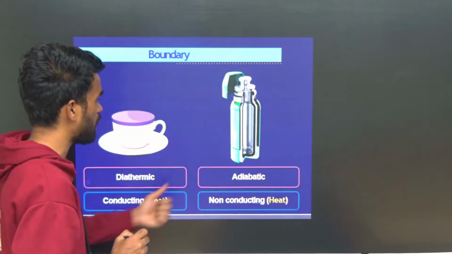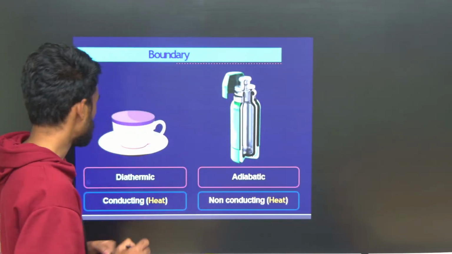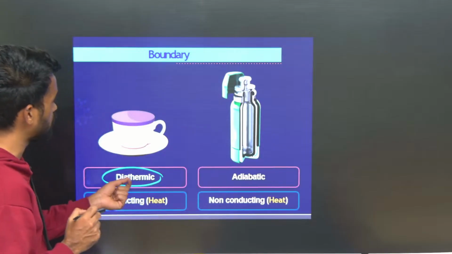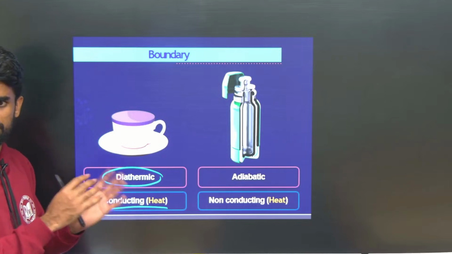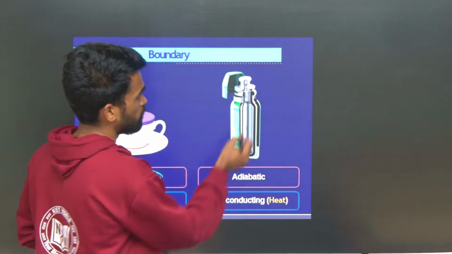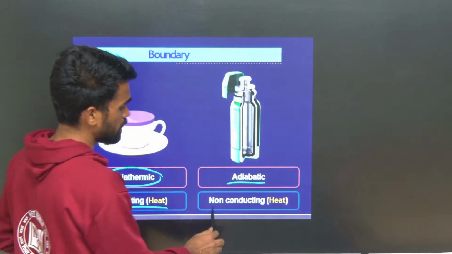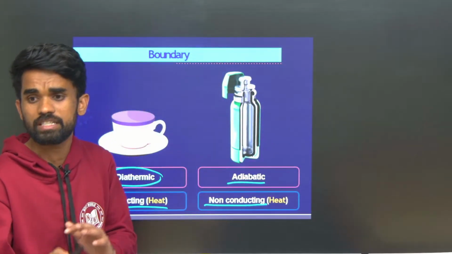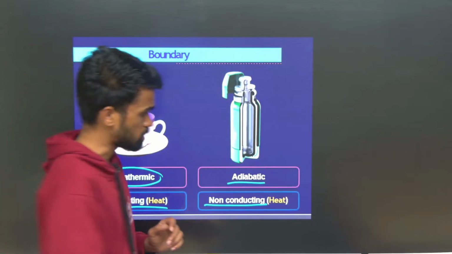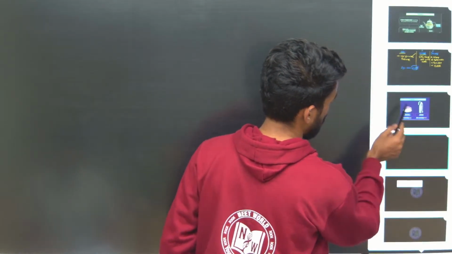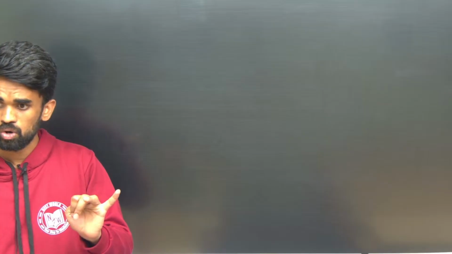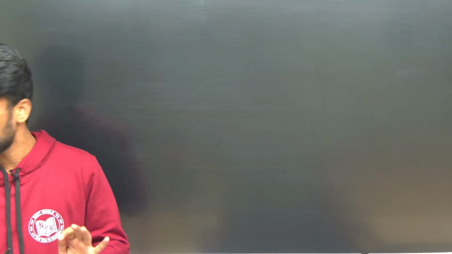Next, here we have boundary. One is diathermic, another one is adiabatic. Diathermic means it is able to exchange heat. It is conducting, so it can exchange heat from system to surroundings or surroundings to system. Whereas adiabatic is non-conducting, so there is no exchange of heat between system and surroundings. Due to this nature, the system is divided into three types: open, closed, isolated. Clear now?